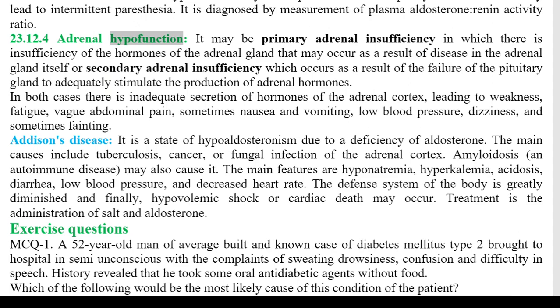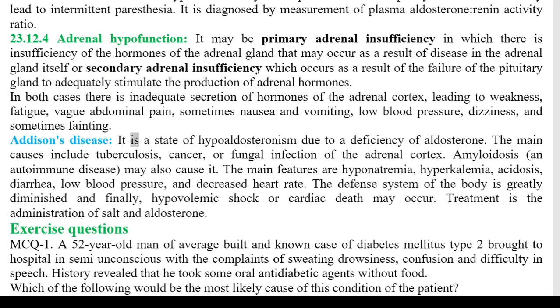3.12.4 Adrenal hypofunction. It may be primary adrenal insufficiency in which there is insufficiency of the hormones of the adrenal gland that may occur as a result of disease in the adrenal gland itself, or secondary adrenal insufficiency which occurs as a result of the failure of the pituitary gland to adequately stimulate the production of adrenal hormones. In both cases there is inadequate secretion of hormones of the adrenal cortex, leading to weakness, fatigue, vague abdominal pain, sometimes nausea and vomiting, low blood pressure, dizziness, and sometimes fainting.